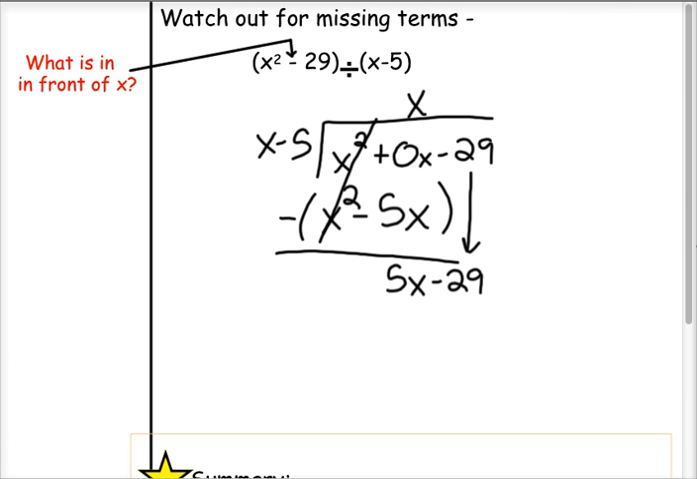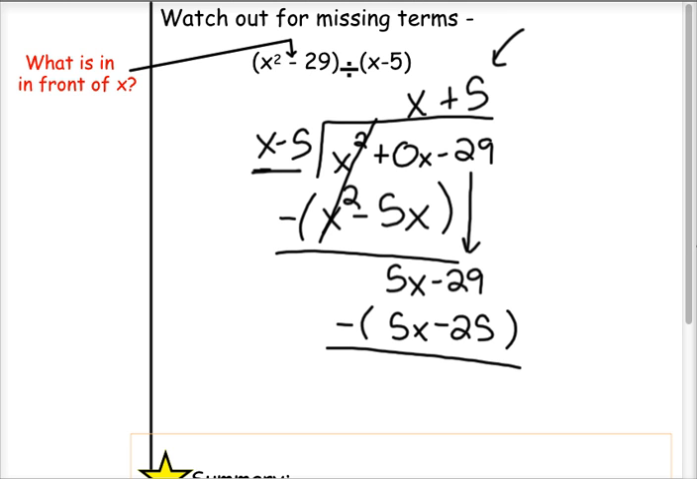And we're going to play the same game again. What can I multiply that x by to get me 5x? Well, I'm going to be multiplying by 5. So now that I have that 5, I'm going to take that 5 and multiply the whole x minus 5 by it. So that's going to leave me with 5x minus 25.